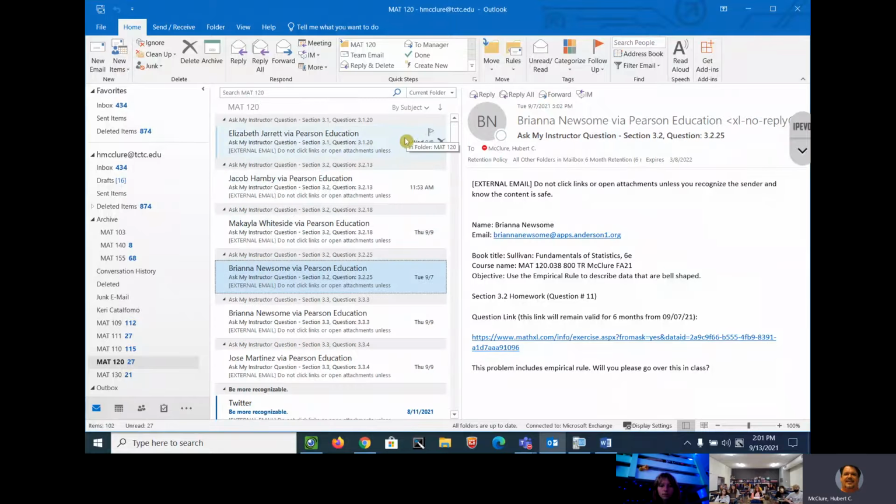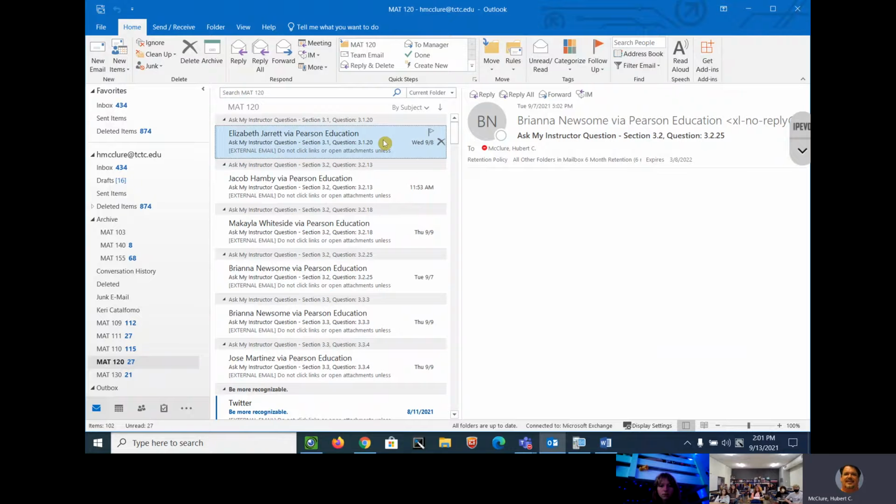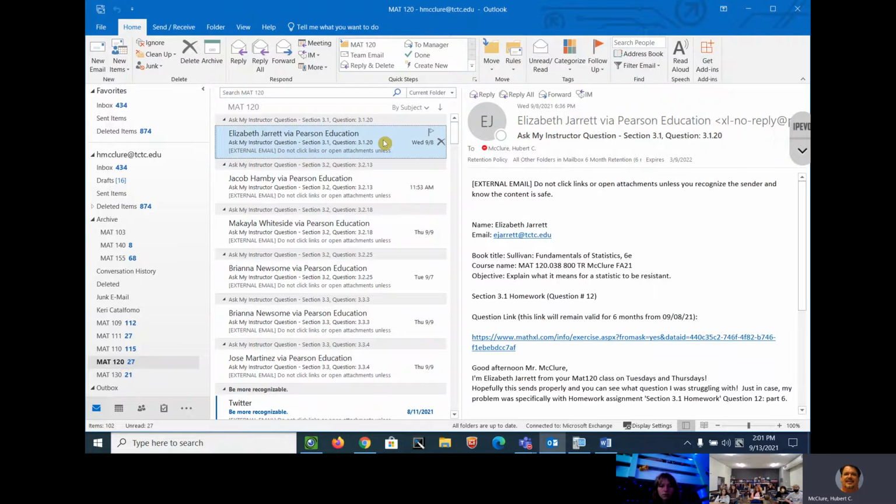And it looks like the first one is 3.1, 20/12. 3.1, 20/12. 20 in the book, number 12 online. I don't have any idea. I'll tell you if it's a test question or not.